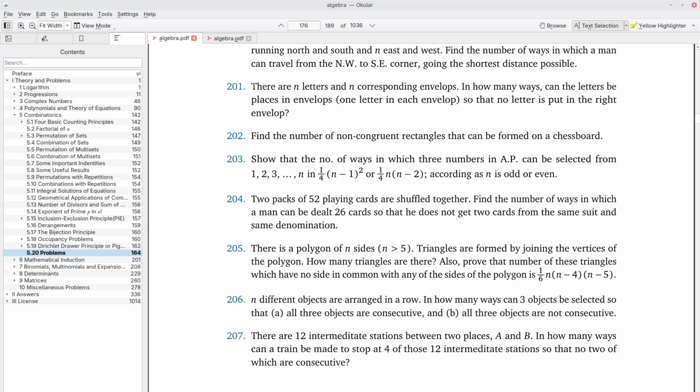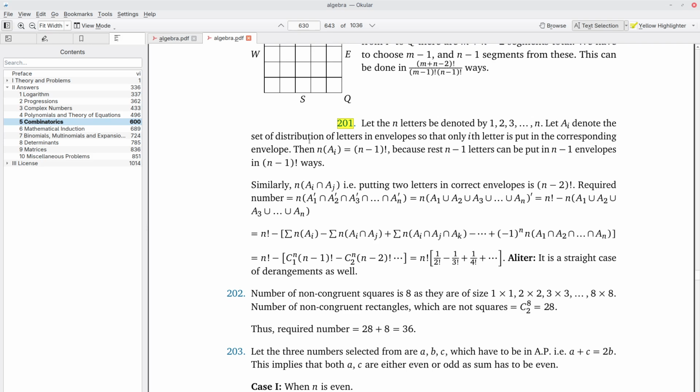So question 201 says that there are n letters and n corresponding envelopes. In how many ways can the letters be placed in envelopes, one letter in each envelope, so that no letter is put in the right envelope? So this is a straight case of derangements, and you can directly use the derangement formula. Or you can do the same derivation which is done for derangement.